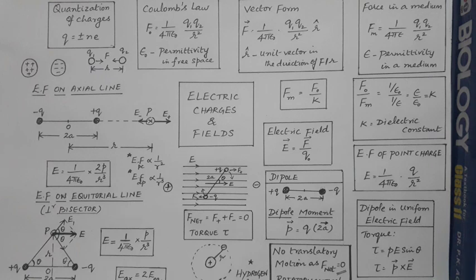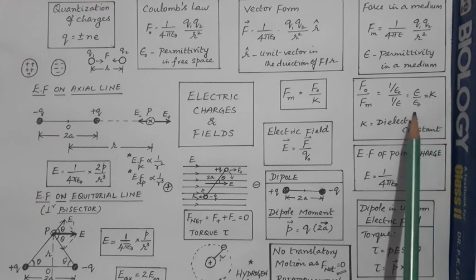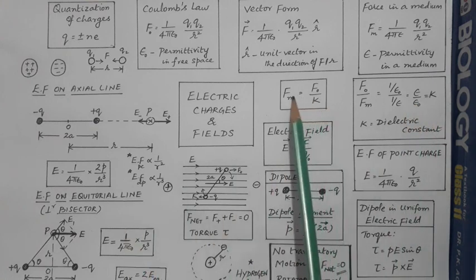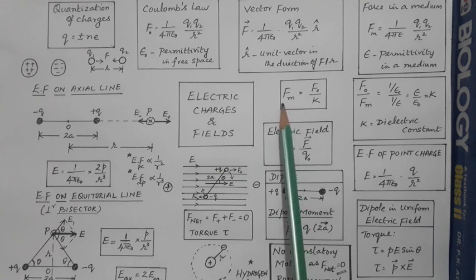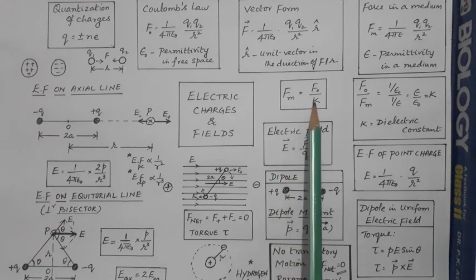K is called the dielectric constant. For water it is 81. Now remember, K is equal to epsilon upon epsilon naught, and we can also get the force in a medium as equal to F naught upon K. The K value is in the denominator, so the force decreases. So you can use this in numericals. For example, for water, K is 81.